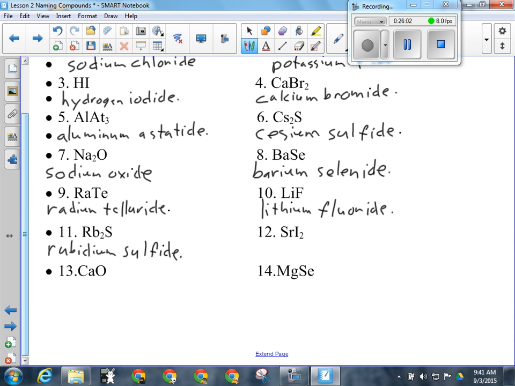Okay, for number 12, strontium and iodine, so that'll be iodide, yeah, strontium iodide. Okay, for 13, we've got calcium and oxygen together, so that'll be calcium oxide. Okay, and for 14, magnesium and selenium will be magnesium selenide.